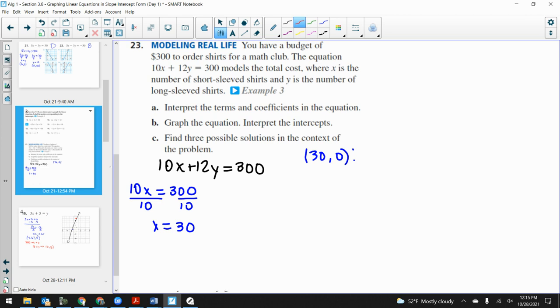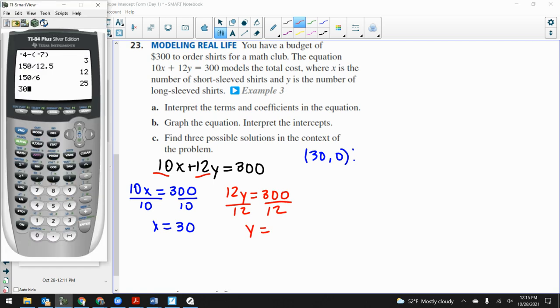Interpret the coefficients and terms. Oh, it says interpret the terms and coefficients. I kind of did that already. $10 for the short sleeve shirts, $12 for the long sleeve shirts. But anyway, sorry, kind of glazed over that. 12y is equal to 300. We're still solving for the intercepts here. We divide by 12. So y is equal to 300 divided by 12. 25.